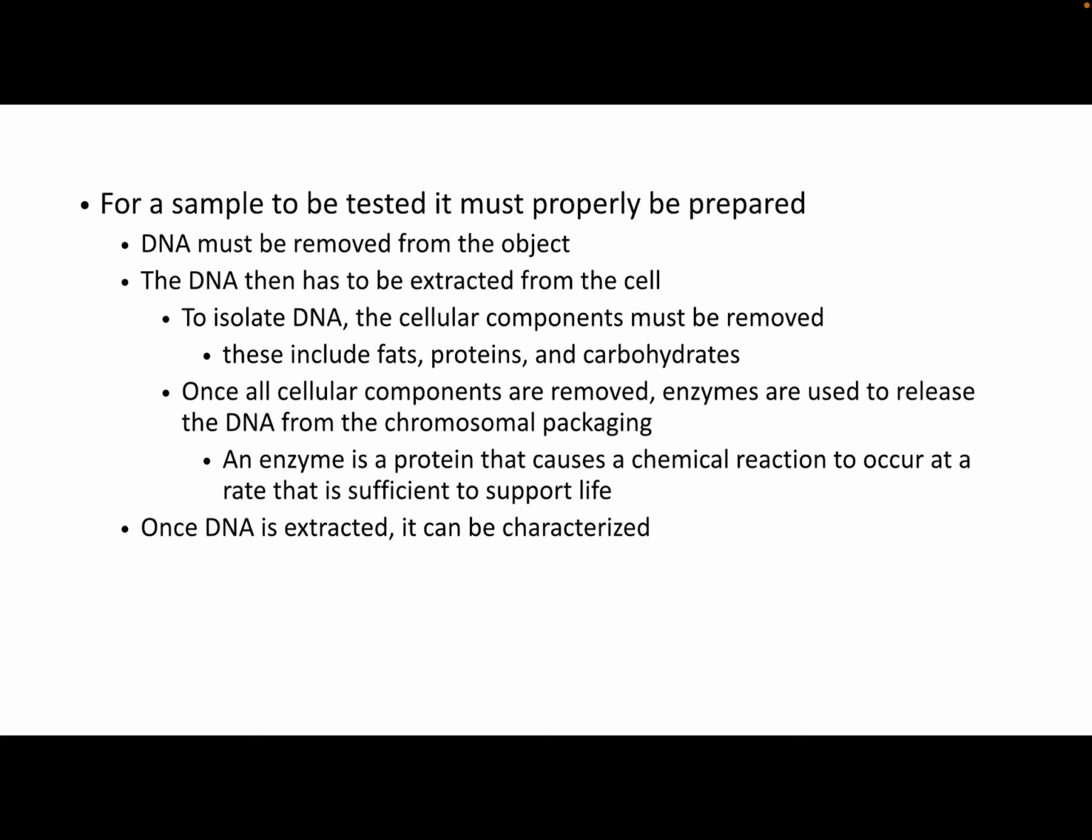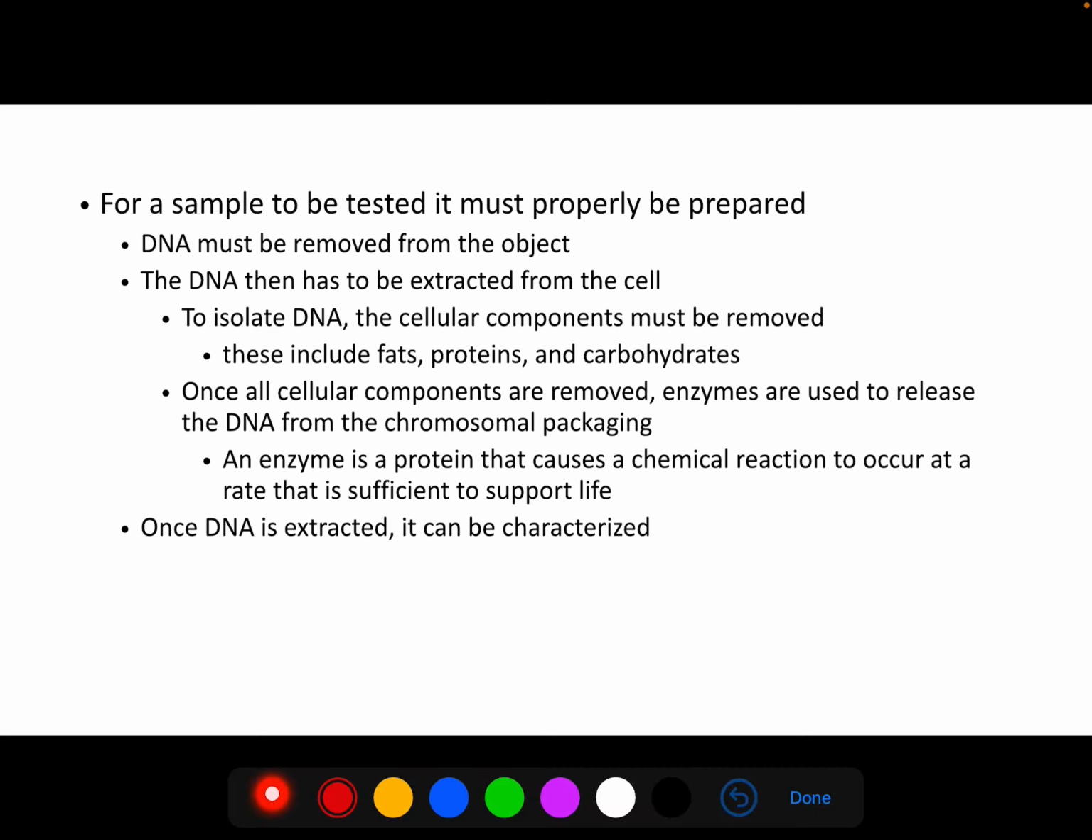So to isolate the DNA, the cellular components have to be removed. They will remove all the fats, proteins, and carbs that are within the sample, as well as any other organelles and things like that. Once all cellular components are removed, enzymes are used to release the DNA from the chromosomal packaging. If you remember, chromosomes are very tightly wound, where the DNA is wound around to make those X's. They need that to unwind. So then it will end up stretching out into these long strands.